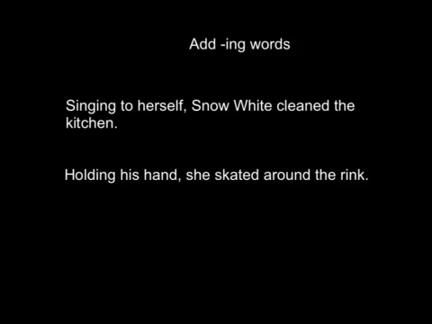Another way to make an introducer is to add an ing word to the beginning of your sentence. Let's look at these examples. Here's your sentence, Snow White cleaned the kitchen. Now you can add some details to the beginning. Singing to herself, Snow White cleaned the kitchen. Do you hear the comma pause as well? Singing to herself, Snow White cleaned the kitchen. Here's another one. Holding his hand, she skated around the rink. You can see here's the sentence, there's the piece of a sentence, and there's the comma where the pause goes.